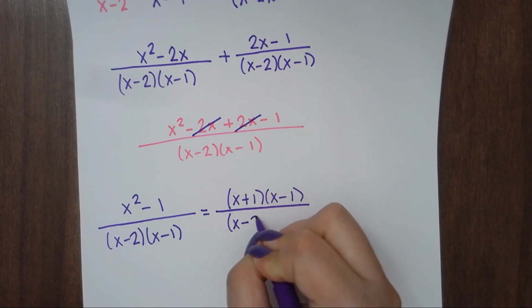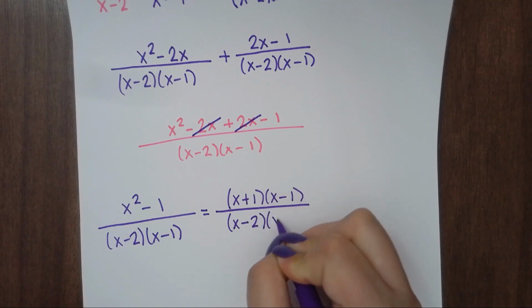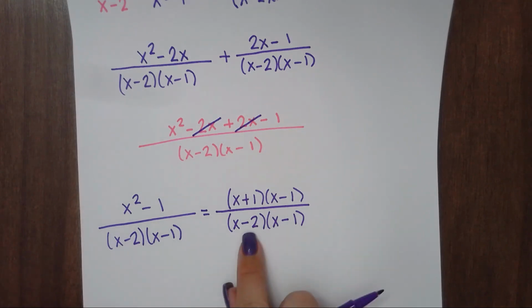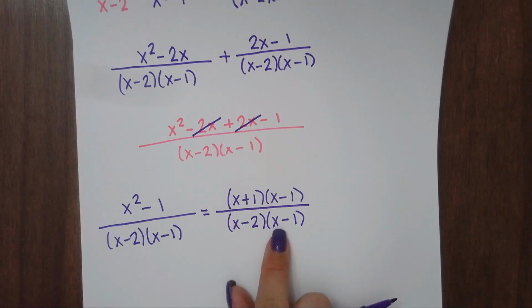My denominator is already factored. This is why I tell you do not distribute the denominator. It makes this step a lot easier. Before I reduce, I can go ahead and set my domain. X cannot equal 2 and x cannot equal 1. We'll write it in a second.